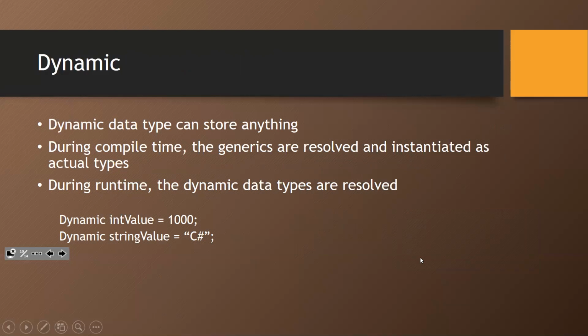There is a data type called dynamic. So going along with generics here and things that can be really, really useful, a dynamic data type can store anything. So if I use dynamic as my data type, notice it's an object because it starts with an uppercase letter, right? So if I use dynamic, I can store any kind of data. Generics are resolved during compile time. The dynamic data type is resolved during runtime.